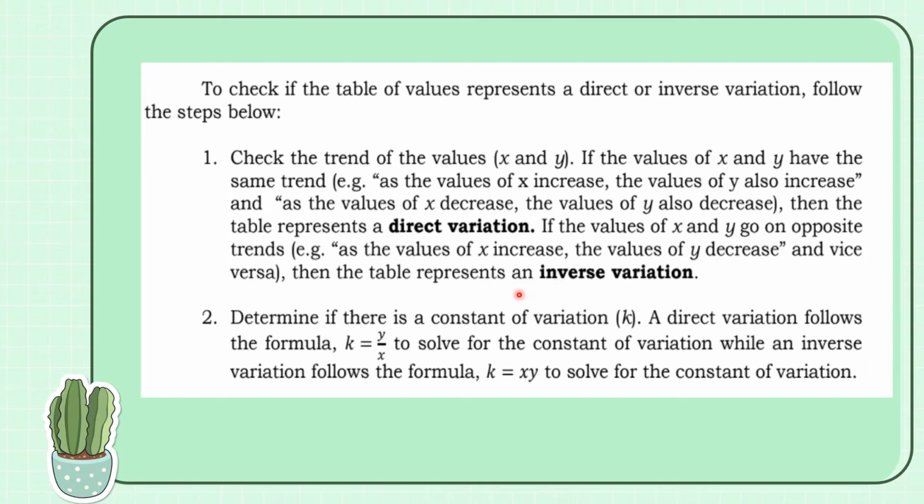If we graph the two variations, direct variation is a straight line. In inverse variation, one is increasing and the other one decreases, so this one is not a straight line. Number 2, determine if there is a constant of variation. A direct variation follows the formula k is equal to y divided by x to solve for the constant of variation, while an inverse variation follows the formula k is equal to xy to solve for the constant of variation.